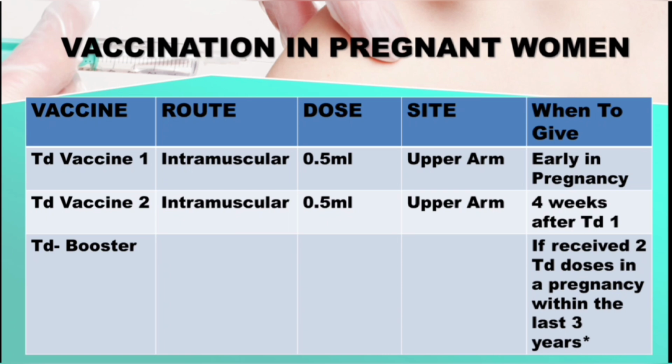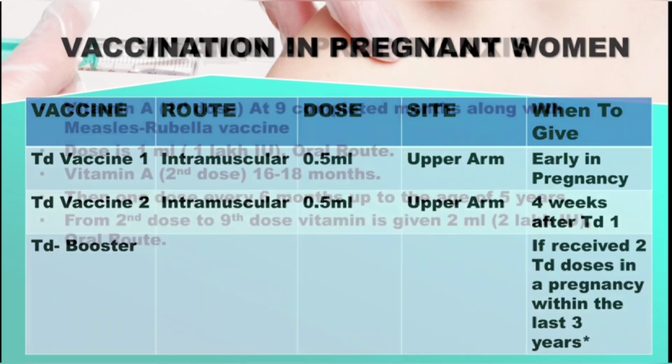The tetanus diphtheria vaccine second dose is given intramuscularly, 0.5 ml, on the upper arm after 4 weeks of the first dose. So as soon as 4 weeks from the first dose are completed, the second dose is given. Now if the woman is pregnant within 3 years of the second dose, then she will only receive the TD booster dose. She will not receive the 2 doses again. She will receive the booster dose of TD if she received 2 doses in pregnancy within the last 3 years. So she will only receive the booster dose, which is intramuscularly 0.5 ml, upper arm.